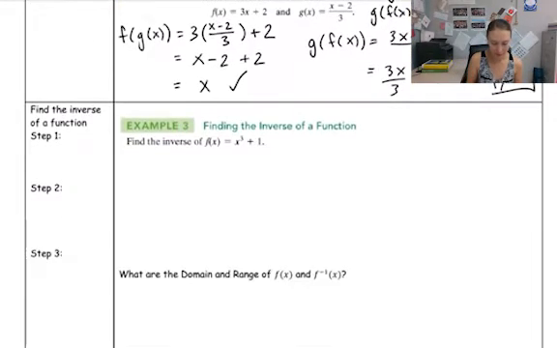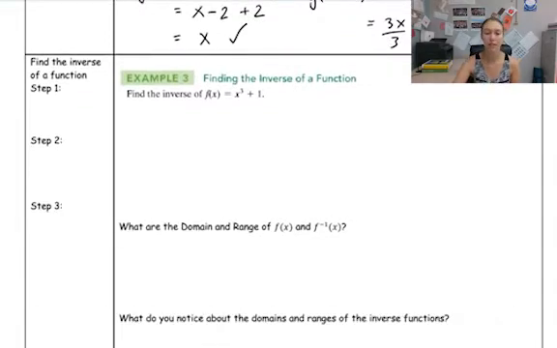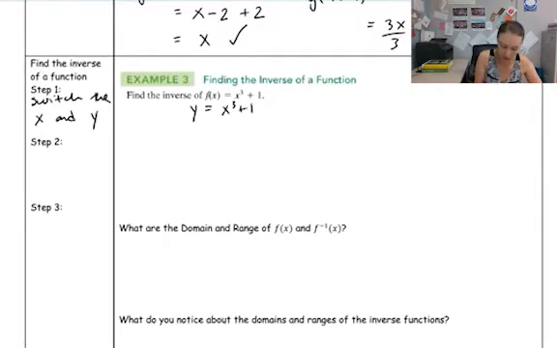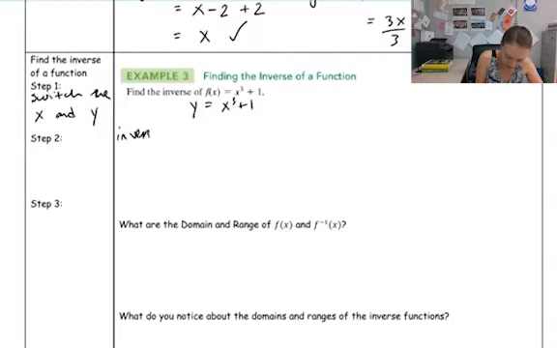Now, if I have a function and I need to find the equation of the inverse, it's going to be a different process. So step one, what we're going to do first is switch the x and the y. So remember, f of x is just a fancy y. So I have y equals x cubed plus 1, and I'm going to write inverse, and then I'm going to switch the x and the y. So I end up with x equals y cubed plus 1.